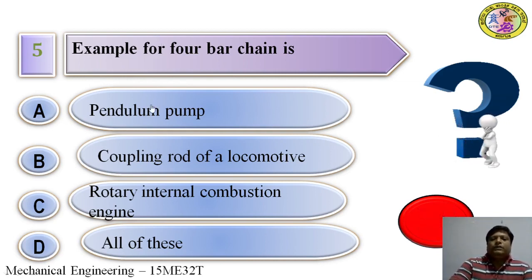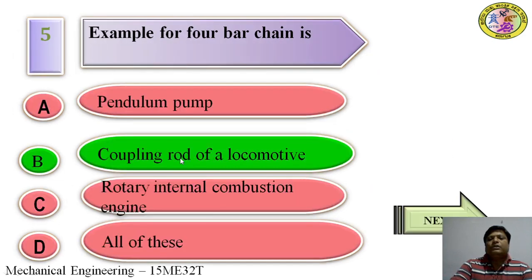So here everyone also consists of 4 links, but what does a 4-bar chain mean? Here, 4 turning pairs are involved. So here it is nothing but the coupling rod of locomotives. Coupling rod of locomotives is the right answer.